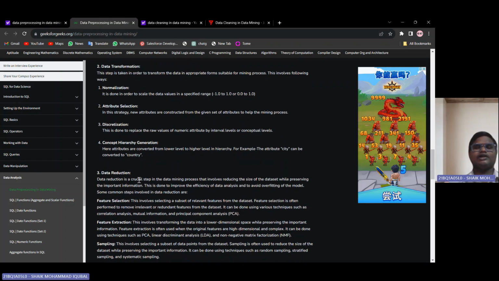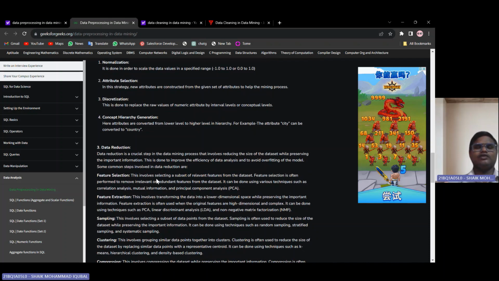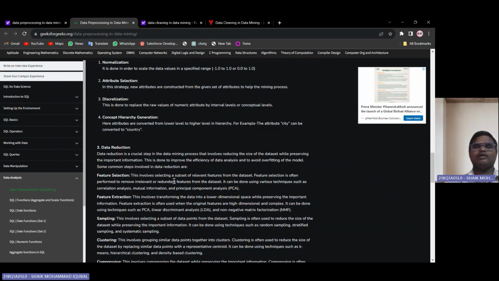Next, data reduction. Data reduction is a crucial step. It is the step in the data mining process that involves reducing the data set while preserving the important information. This is done to improve the efficiency of the data analysis and to avoid overfitting the model. Some common steps involved in data reduction are feature selection. This involves selecting a subset of relevant features from the data set. Feature selection is often performed to remove irrelevant or redundant features from the dataset. It can be done using various techniques such as correlation analysis, mutual information, and principal component analysis.